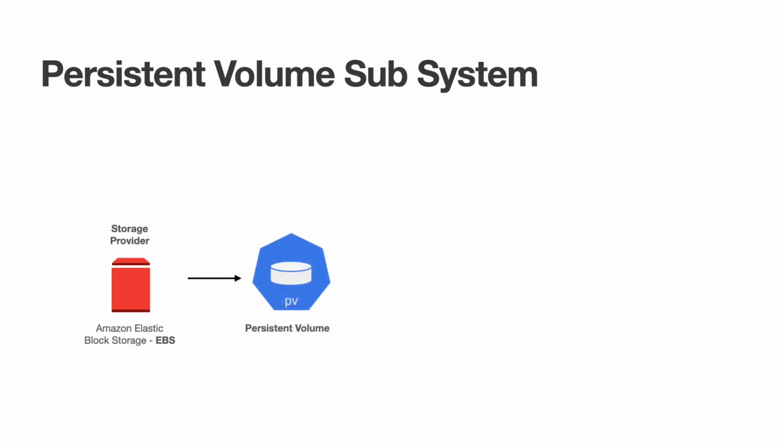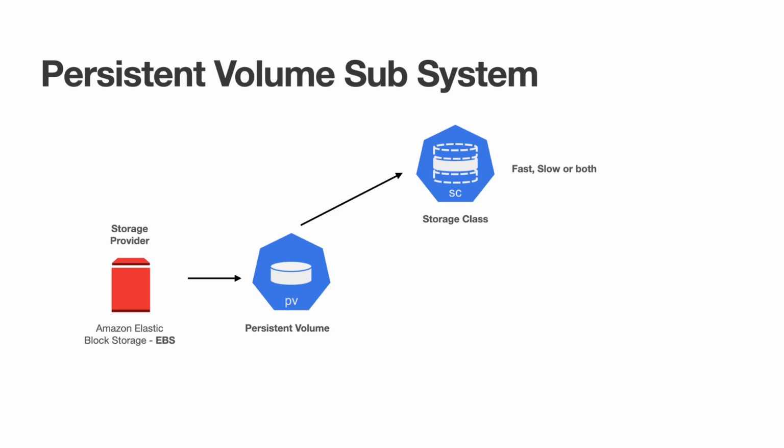And all of this is done through persistent volume and persistent volume claim. So this is how it works. Here we have the storage provider, which you've seen in the previous video. Now this gets translated to Kubernetes as a persistent volume. From the persistent volume, we can configure the storage class. So here we can say, do we want fast storage, slow storage, or both? And we can configure the parameters for how we provide storage within our cluster.